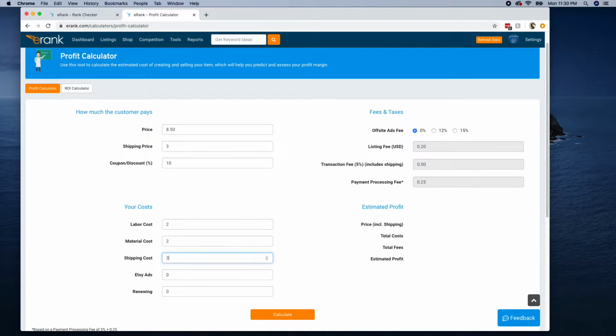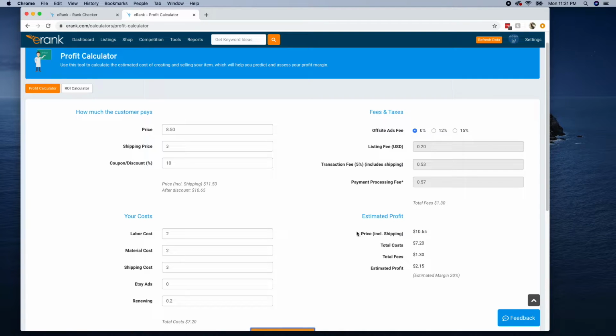And say your labor cost is $2, your material cost is $2, your shipping cost is $3, of course, and then you have to do a renewal. So you have to have a multiple of 0.2 right here or 0.4. I had so much trouble when I was doing this video and I have no idea why, but I ended up leaving it at 0.2, which is 20 cents to renew your ad. So you have a listing fee, a renewal fee, a transaction fee, which is 5% on both the cost and the shipping. So that's 53 cents. Then you have a payment processing fee, which is 57 cents. So on an $8.50 product, you are ending up paying $1.30 in fees.